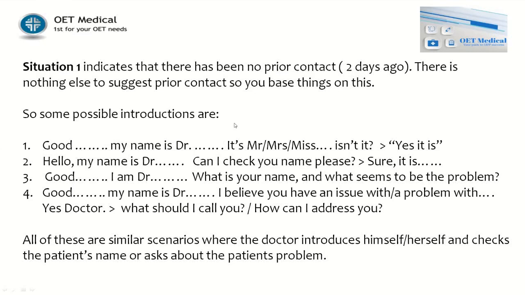Okay, so situation one, we're going back to situation one. Situation one indicates that there has been no prior contact. This person was eating in a restaurant a few days ago. There's nothing else to suggest prior contact, so you base things on this, the fact that they don't know each other.